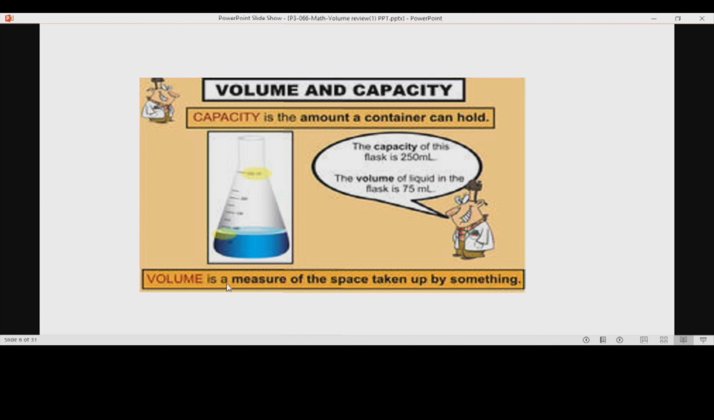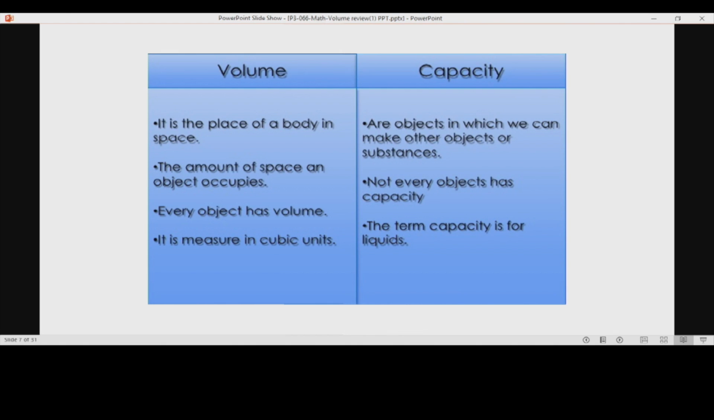Volume is a measure of the space taken up by something. So once again, volume is the place of a body in space. Capacity refers to objects in which we can put other objects or substances.